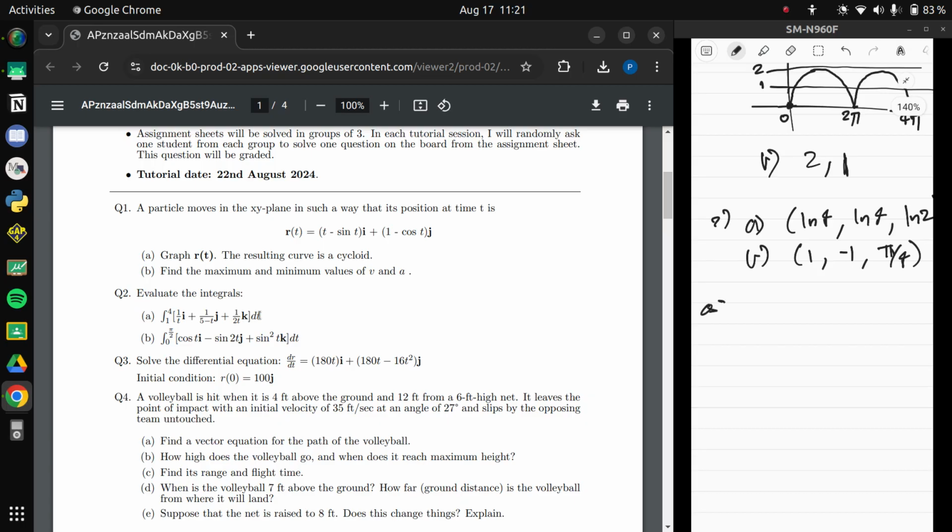Question number 3. Question 3 is solve this differential equation dr by dt something. Initial conditions is r of 0 equal to whatever. So r is, I suppose, a vector. We can just break this into 2 differential equations. So dx by dt equal to 180 times t, and then dy by dt is equal to 80t minus 16t square, something like that.